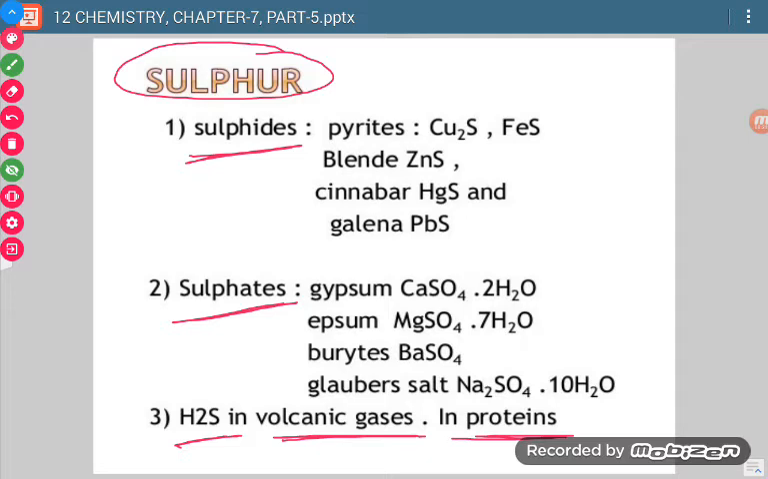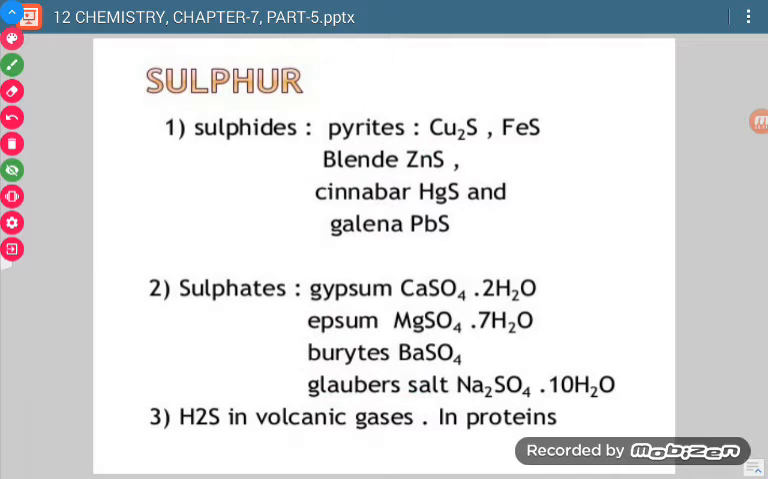Now in the form of sulfates, it is present in gypsum, epsom salt, barites or glauber's salt. In the form of sulfides, it exists as pyrites, copper pyrite or iron pyrite, or blende or cinnabar or galena. So sulphur is present in so many forms.